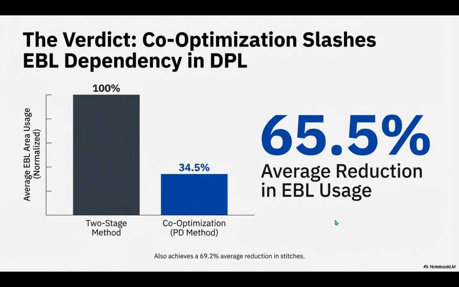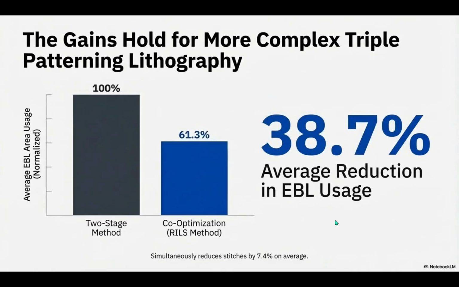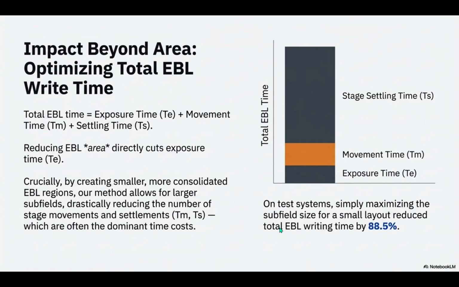And for the more complex TPL case with RILS? Still very impressive. Using RILS with the PD solver, they still reduced the total EBL area by 38.7% on average, so the concept scales. And here's the kicker for me. What about those two algorithms? All that heavy lifting for the planar PD method, did it actually pay off? No. Shockingly, the non-planar PD method, the simpler one, provided similar or even slightly better results while running significantly faster. So for real-world implementation, simplicity and speed win. They often do. It's a huge lesson for designers.